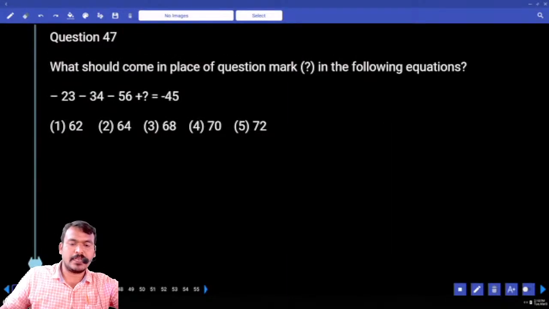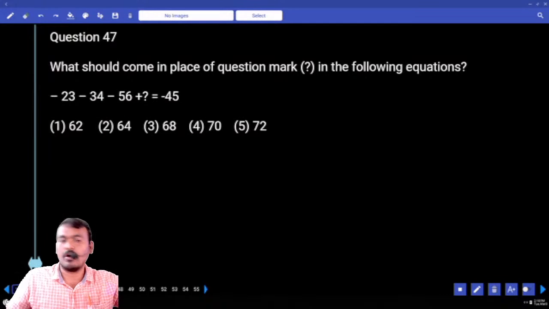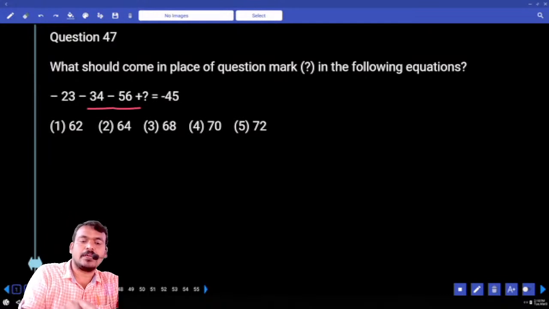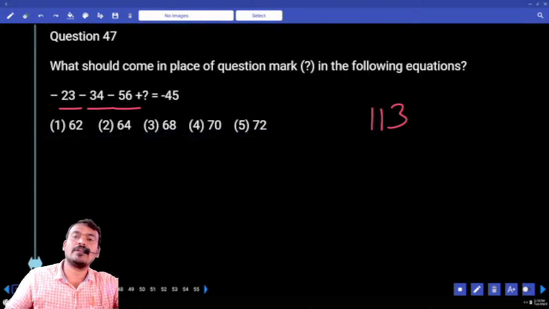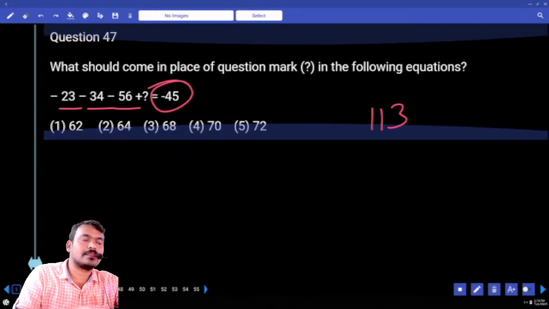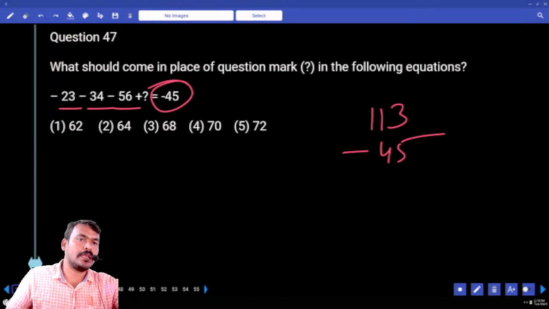Next, question number 47. Minus 23, minus 34, minus 56. Left hand side negative values, it will become right hand side positive values, or not? Okay. 56 plus 34, 90. 90 plus 23, 113. Positive 113, or not? In that how much value we are subtracting? 45. Minus 45 or plus 45? Minus 45.